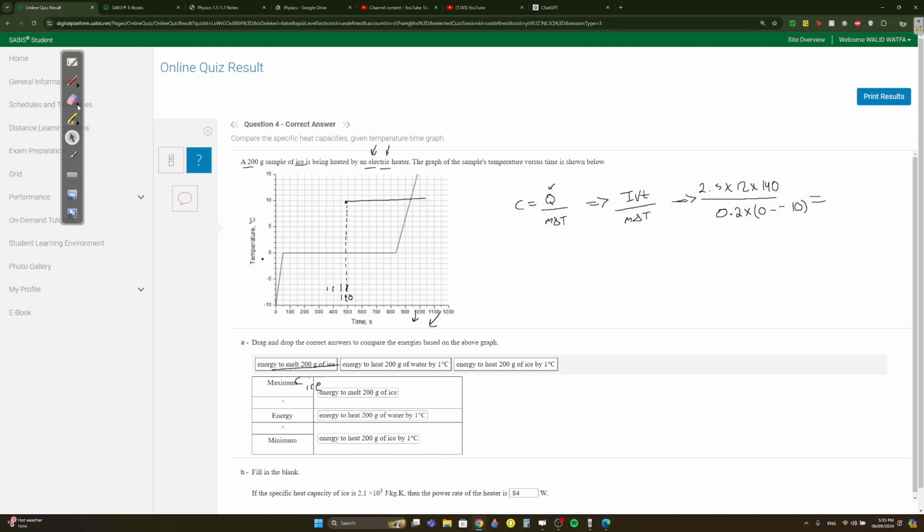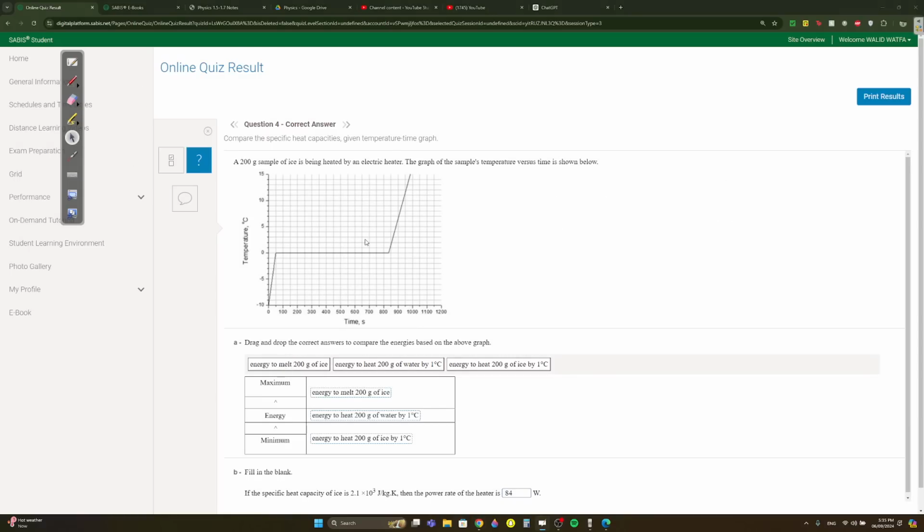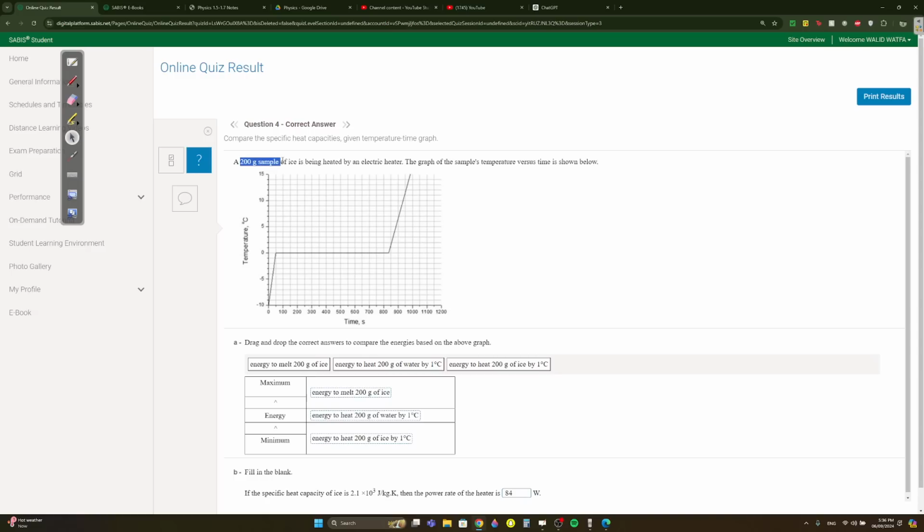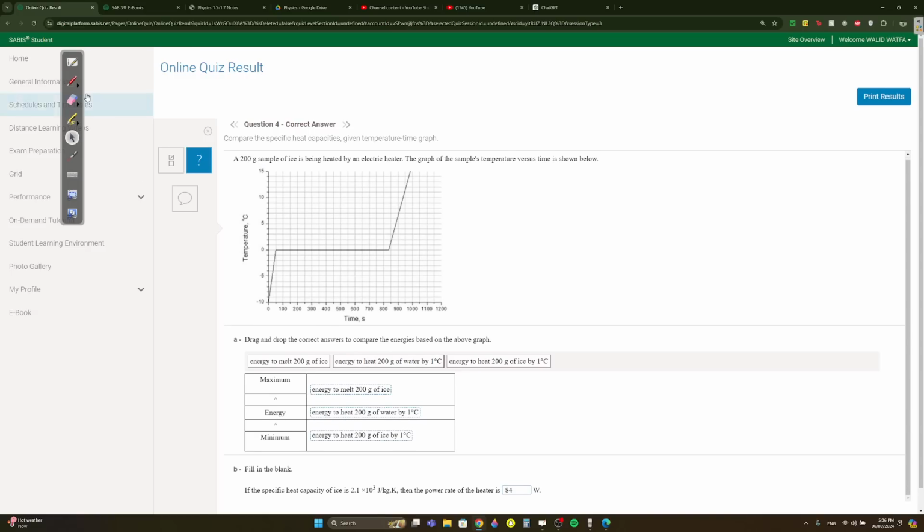Okay, question 4. Again, graphs. Here they have 200 grams of ice, again being heated. They want to know the energy. We want to drag and drop to compare the energies based on the graph.